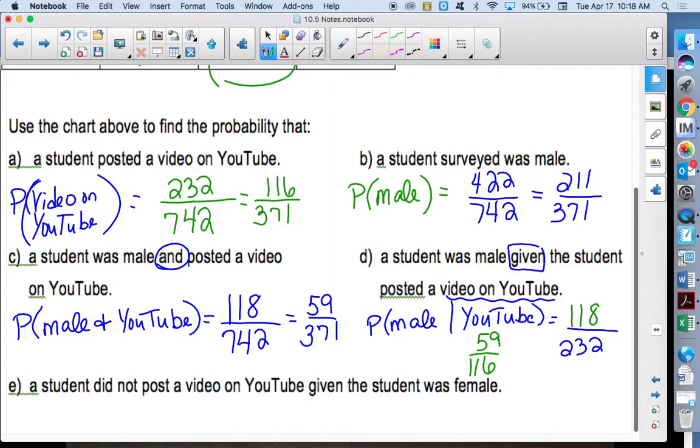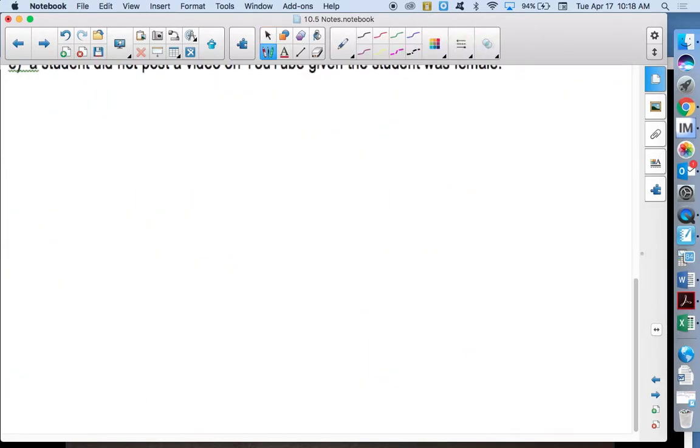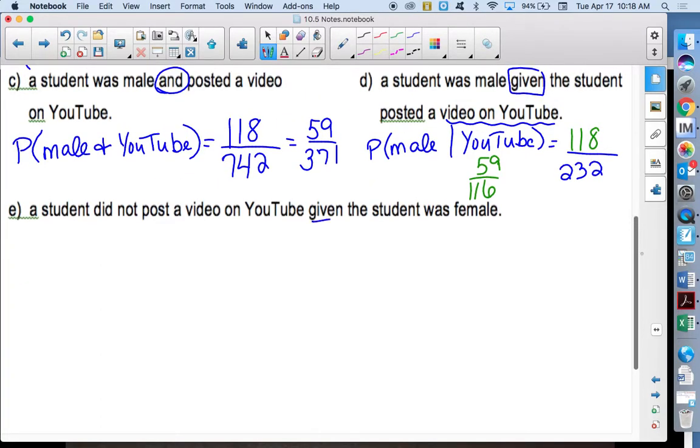Then letter E says a student did not post a video on YouTube, given that the student is a female. So look for the word given. If you see the word given, that's your condition. So given that they are a female student. So the probability that they did not post a video on YouTube, given the fact that they were a female student.